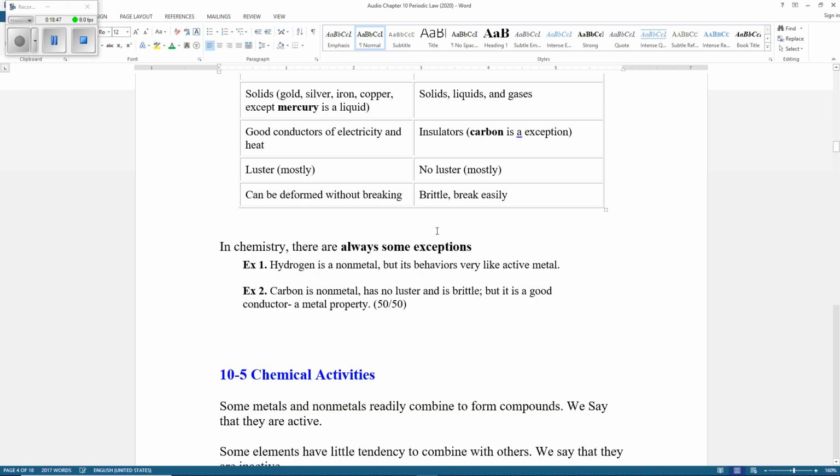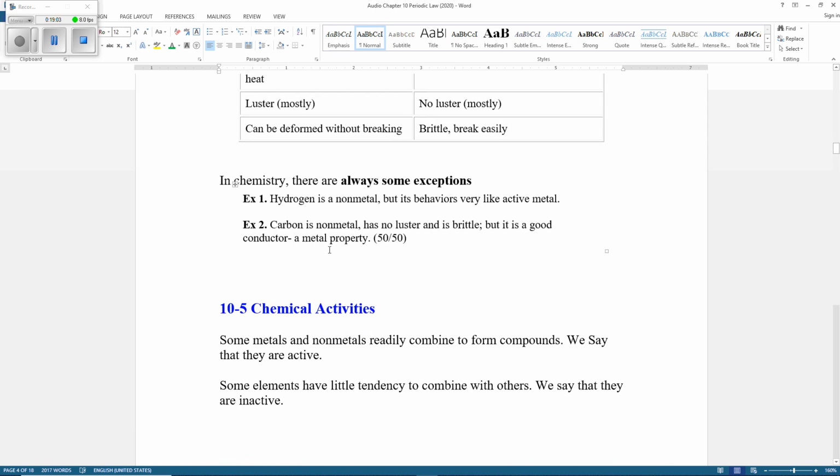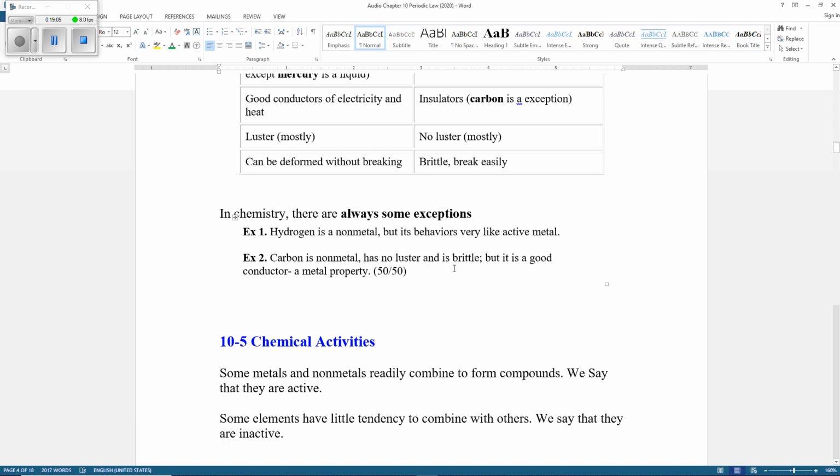But remember, in chemistry there are always some exceptions. Hydrogen is a non-metal, but in behavior it is like an active metal. We can discuss that later. Carbon, which we already mentioned, is a non-metal, but it is a very good conductor, similar to metals.